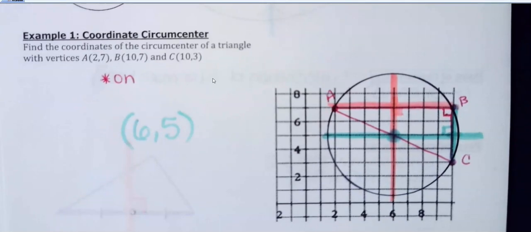Exactly. So it's a circumscribed circle. The triangle's on the inside, the circle's on the outside. That is your circumcenter. It's equidistant from each of the vertices of that triangle. Is anybody having a question?